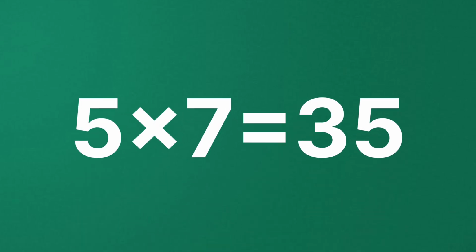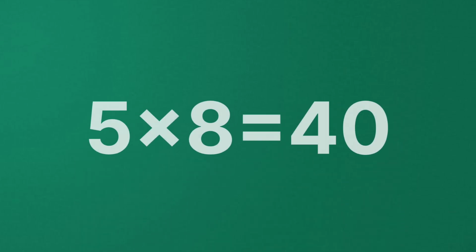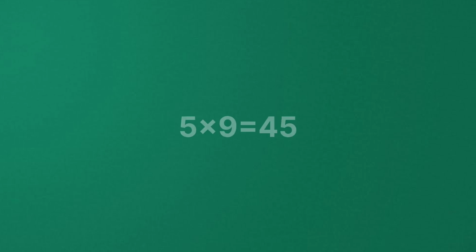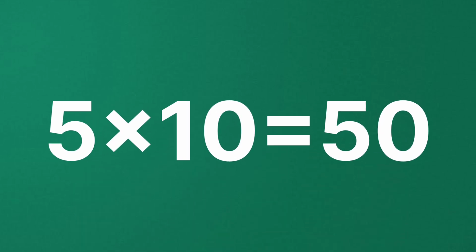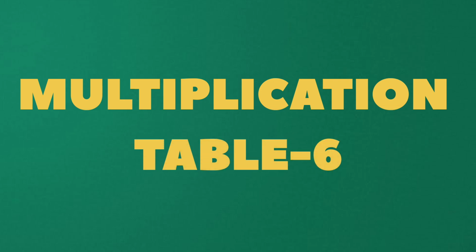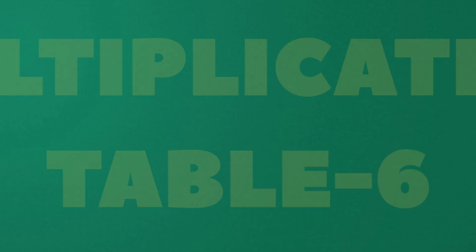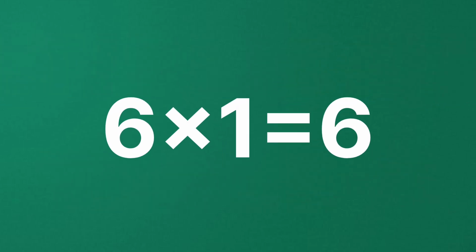5 sevens are 35. 5 eights are 40. 5 nines are 45. 5 tens are 50. Multiplication table of 6. 6 ones are 6.